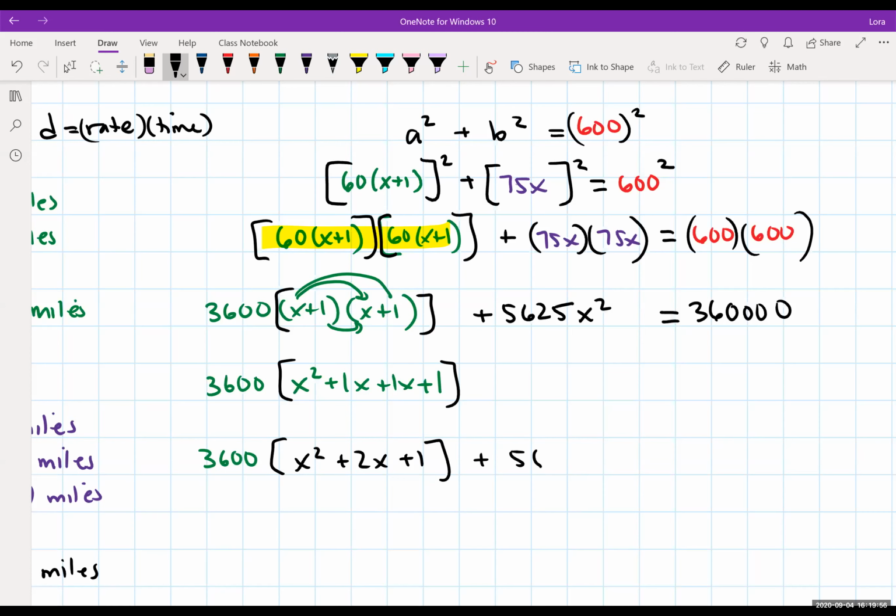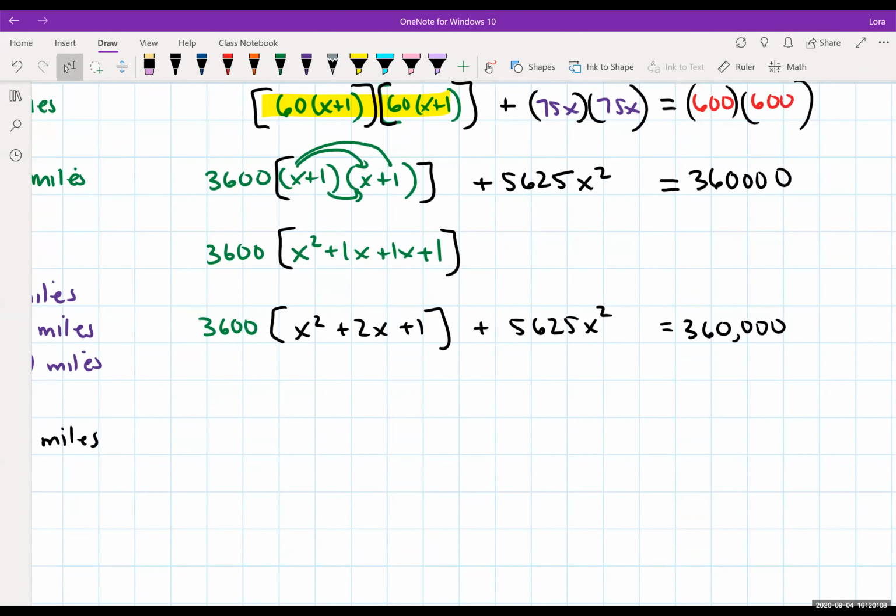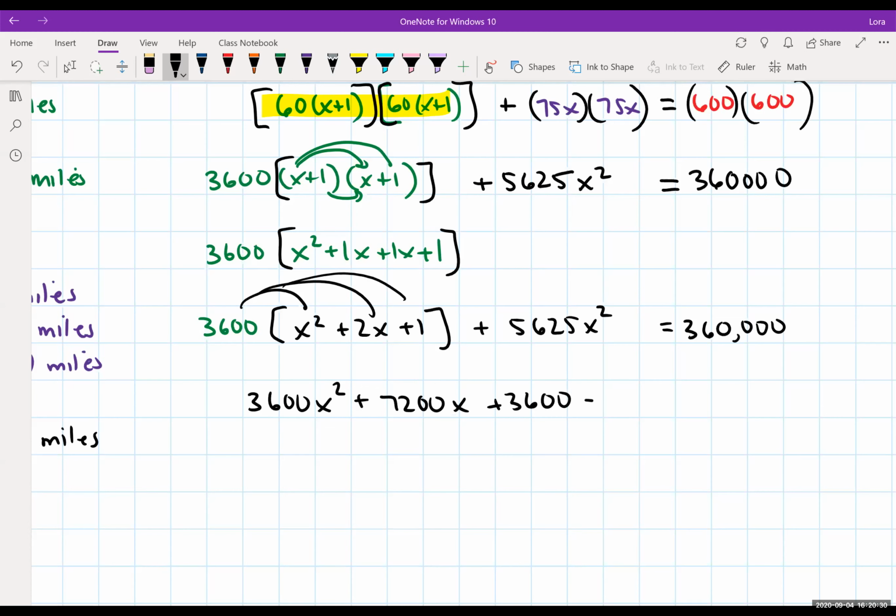Now equal to, not equal to, plus 5,625 x squared equals 360,000. So clean it up a little bit more. What we like, distribute the 3,600. So I have 3,600 x squared plus, what do you have, 3,600 times 2, if you need to, use a calculator. That's 7,200x plus 3,600 plus 5,625 x squared equals 360,000.